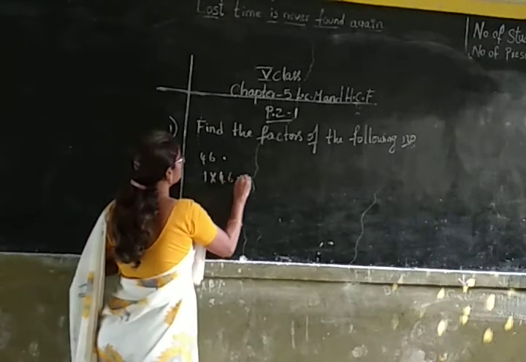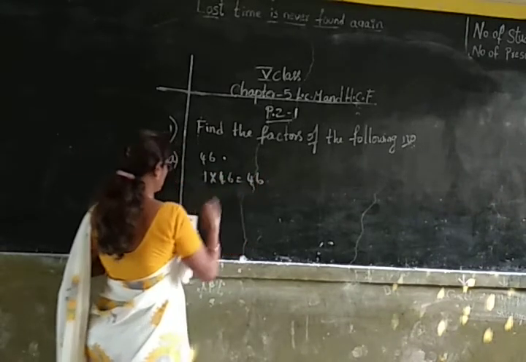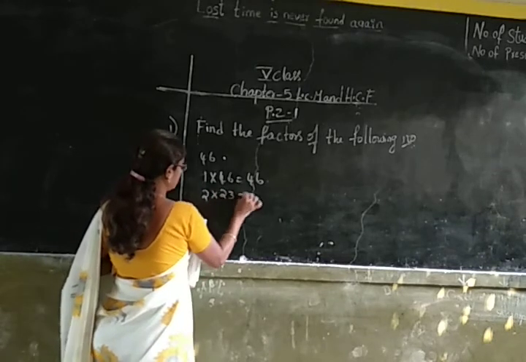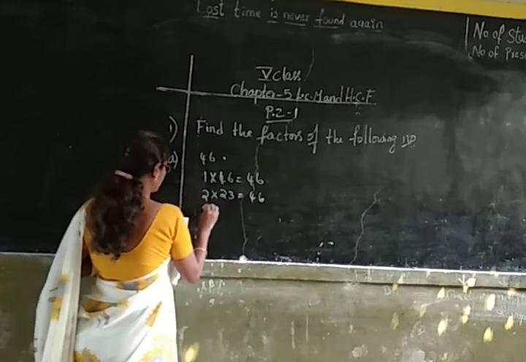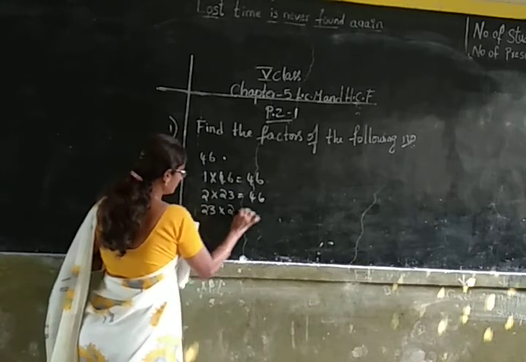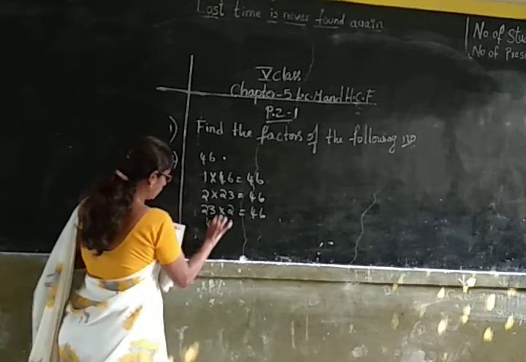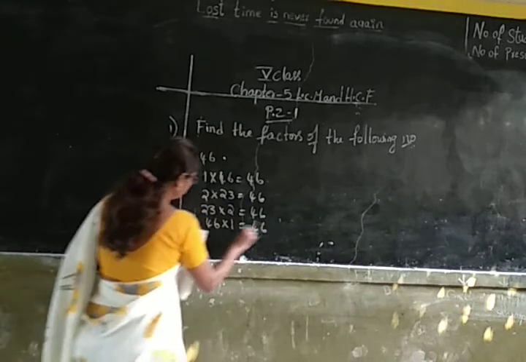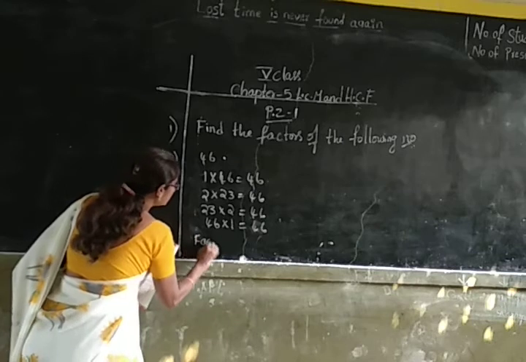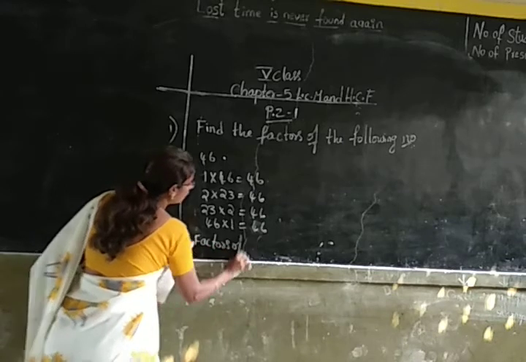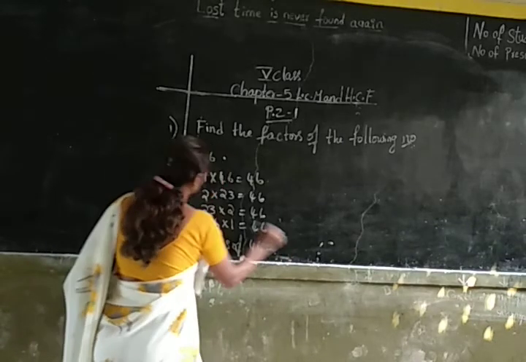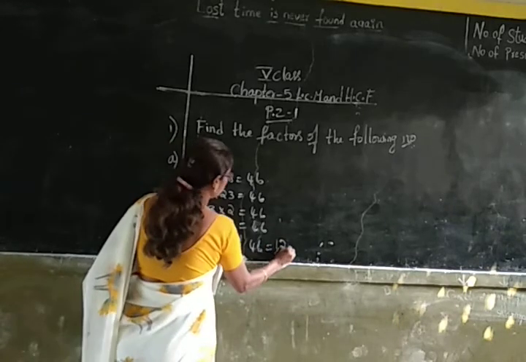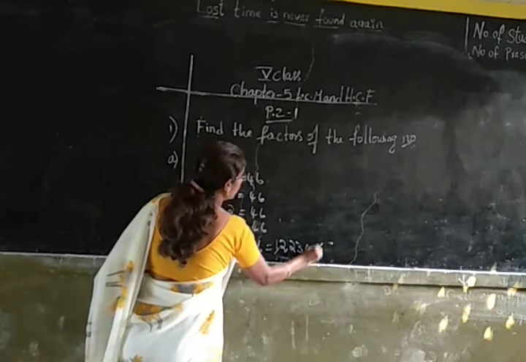1 46s are 46. 2 23s are 46. 23 twos are 46. 46 ones are 46. So factors of 46 are 1, 2, 23 and 46.